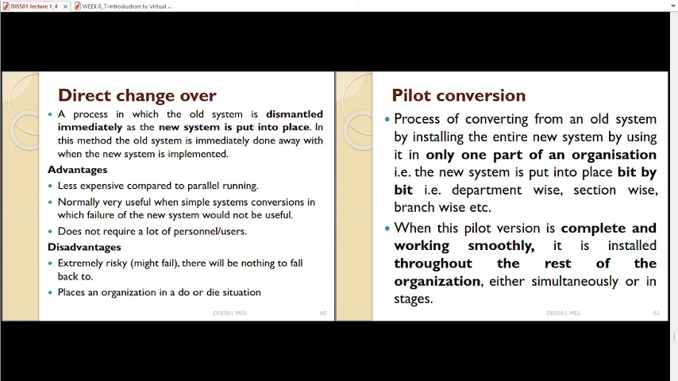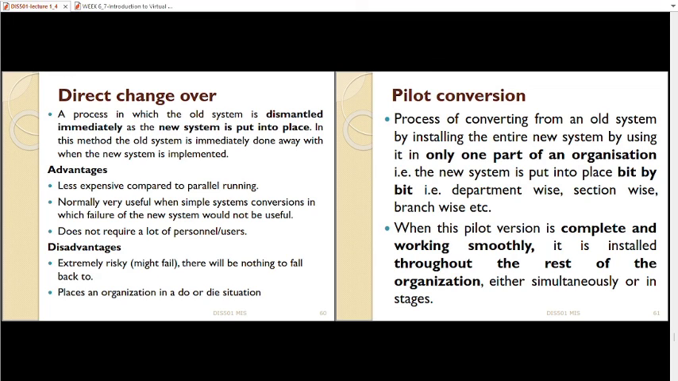Direct changeover, basically, you are changing straight to the new system, so we don't have additional cost there. The disadvantage is that it can be risky, because you can change straight and then that system fails. So you might end up losing customers if you run a very crucial operation.